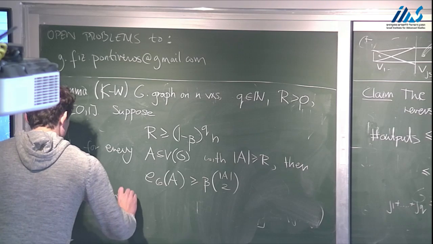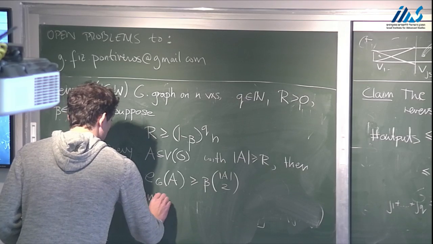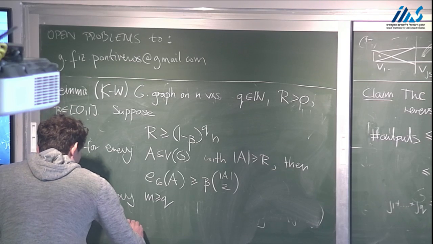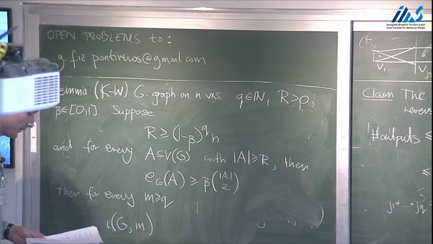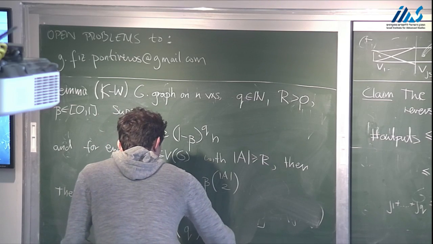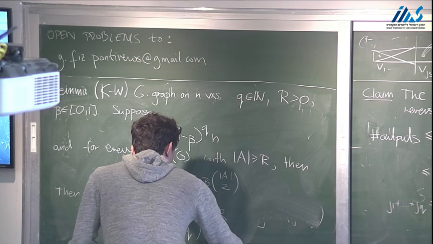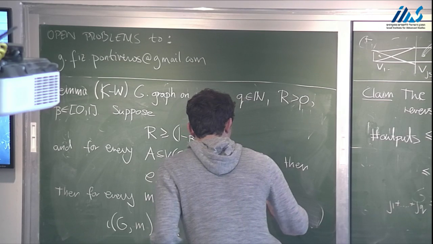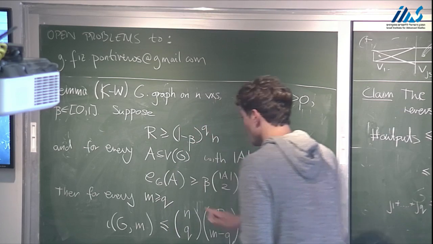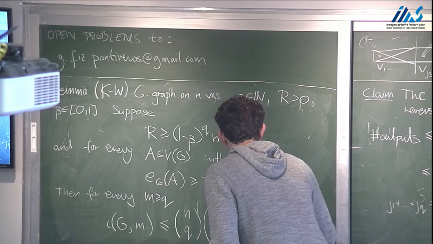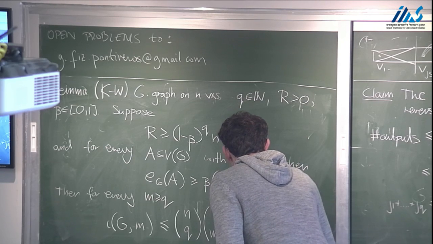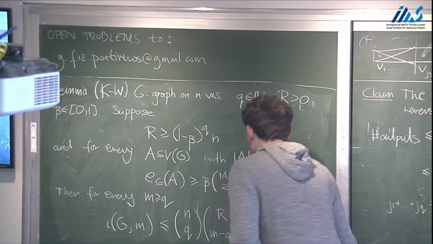Then for every M which is at least Q, the number of independent sets of the graph G which have precisely M elements is at most N choose Q times R choose M minus Q. So in particular, the number of all independent sets is at most the number of those which are smaller than Q, plus N choose Q times 2 to the R.